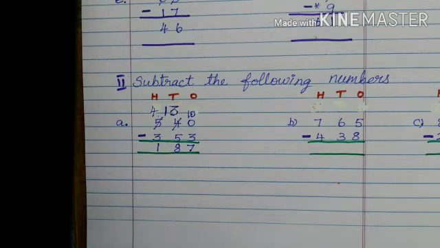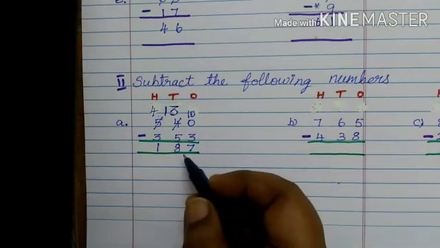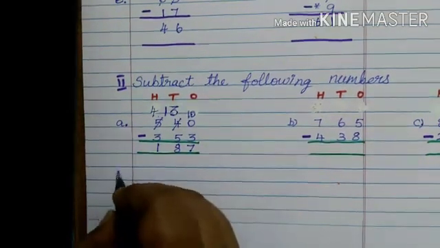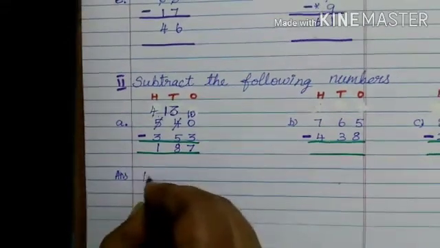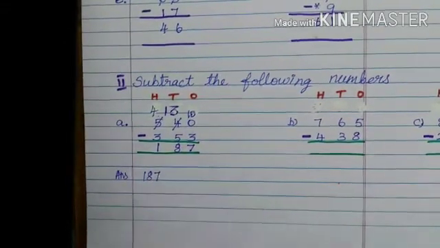So the answer is 187. Compare 540 and subtract 353, so you find the difference now. The answer is 187. Then you move now to the second sum.